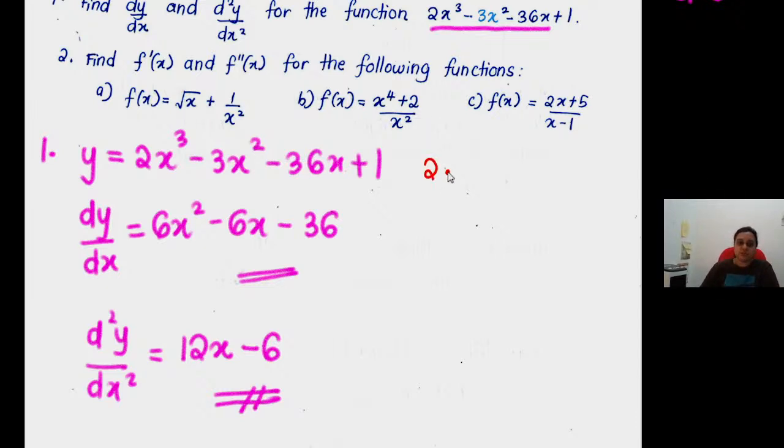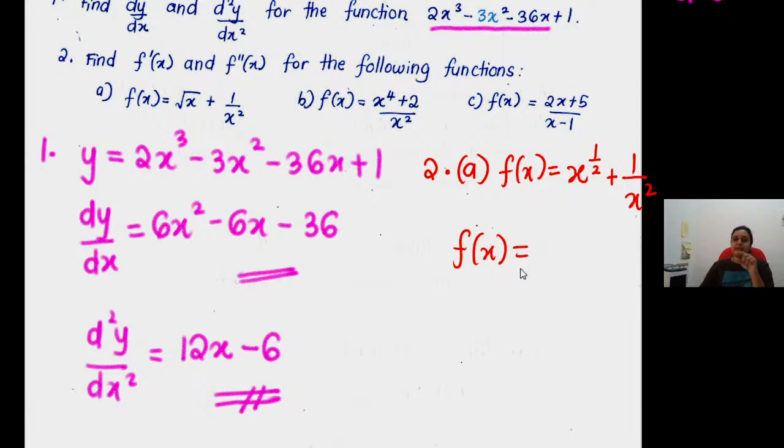Okay, question 2 for A first. Okay, f(x), the square root is going to change. This one is going to be x^(1/2) plus 1 over x squared. So what you can do is bring the one at the bottom up, so it becomes x^(-2), because if it's at the bottom, you bring it to the top.